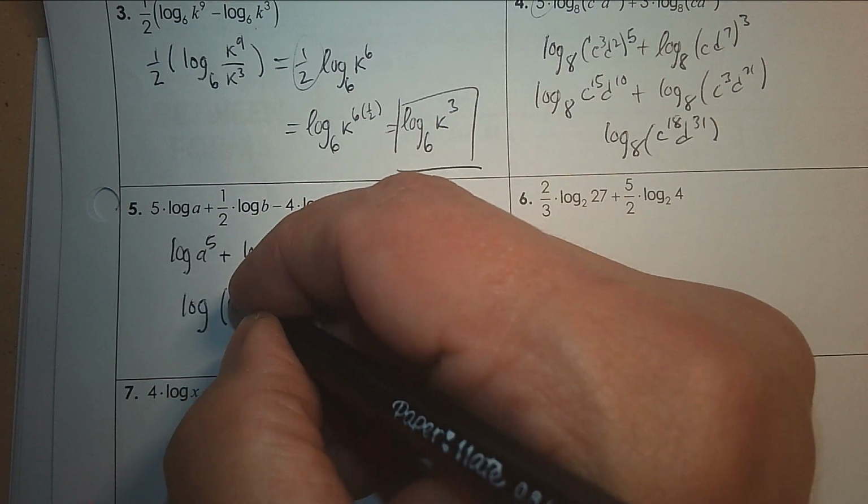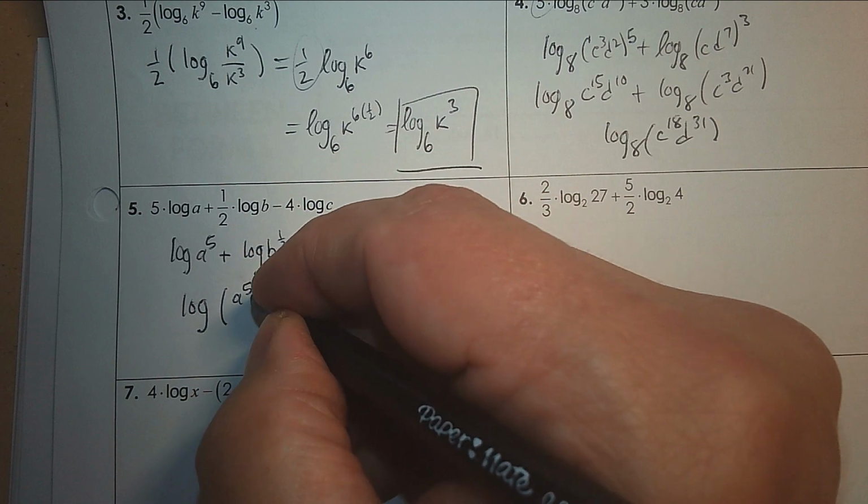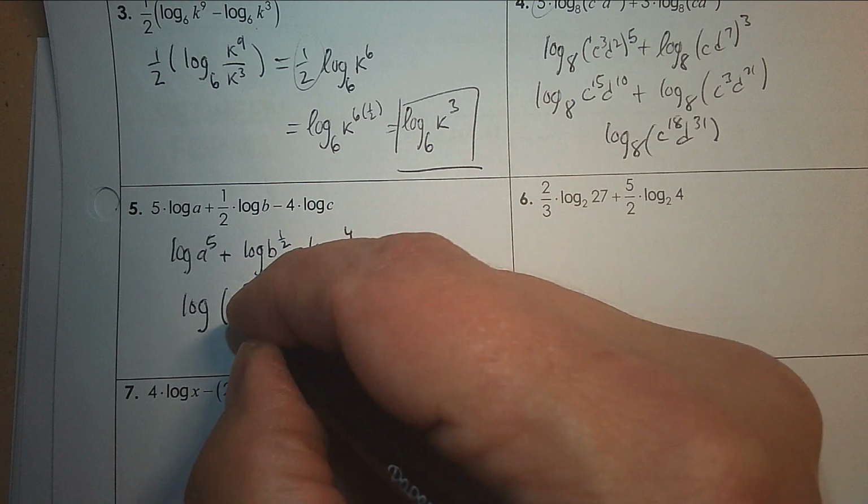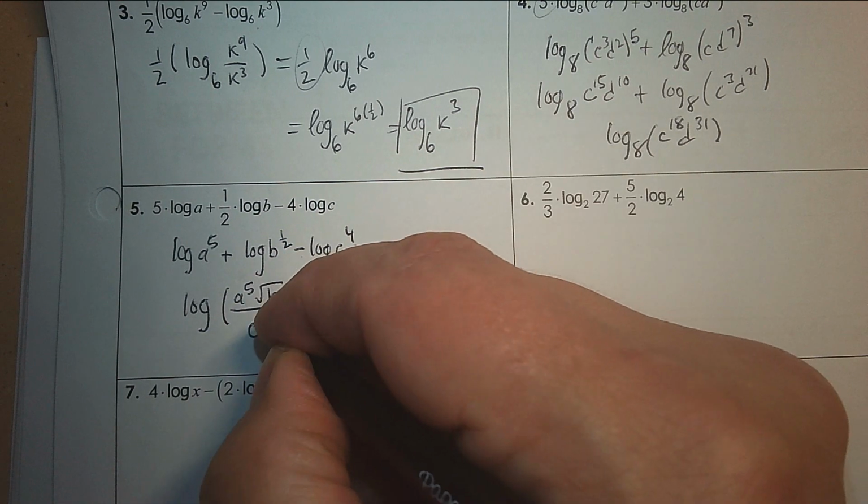So we have a to the 5 times b to the 1/2. And I said that's the square root of b. And then subtracting means you're going to divide. And in the denominator would be c to the 4th.